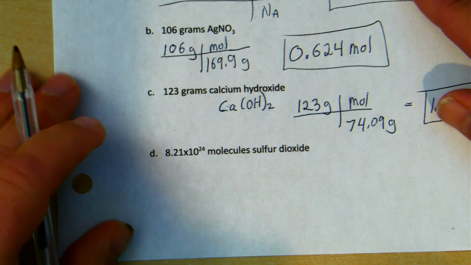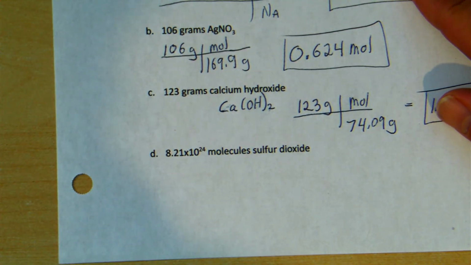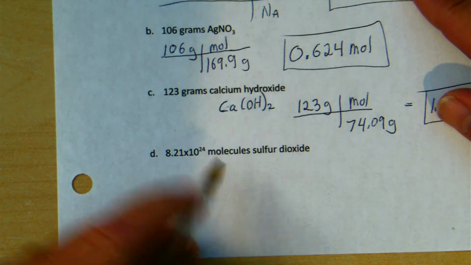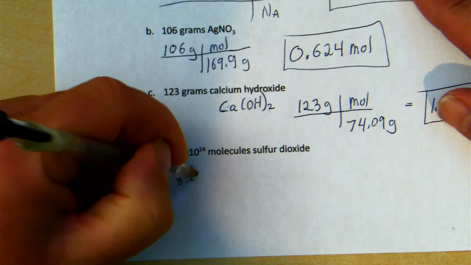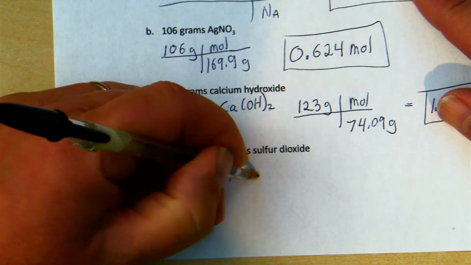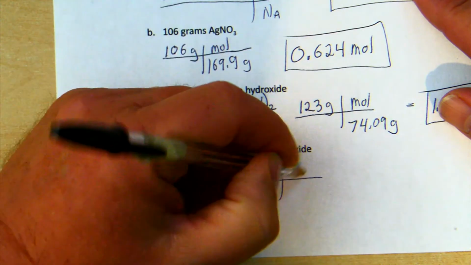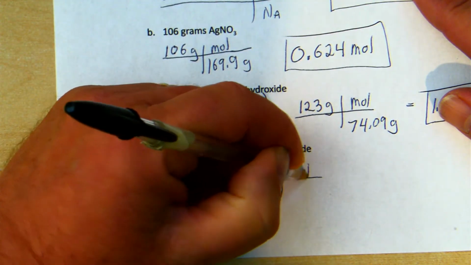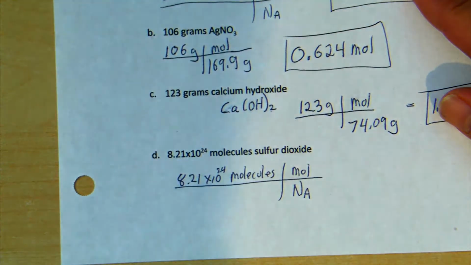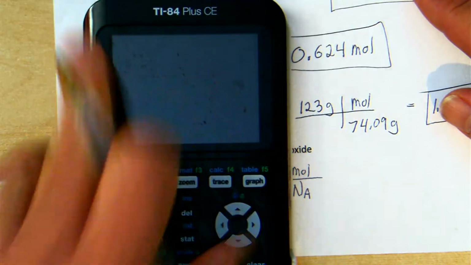Letter D, I have 8.21 times 10 to the 24 molecules of sulfur dioxide. It doesn't matter what the substance is. I have this quantity, 8.21 times 10 to the 24th power of anything, in this case molecules, and that is 1 mole for every Avogadro's number. This will tell me how many moles I have.